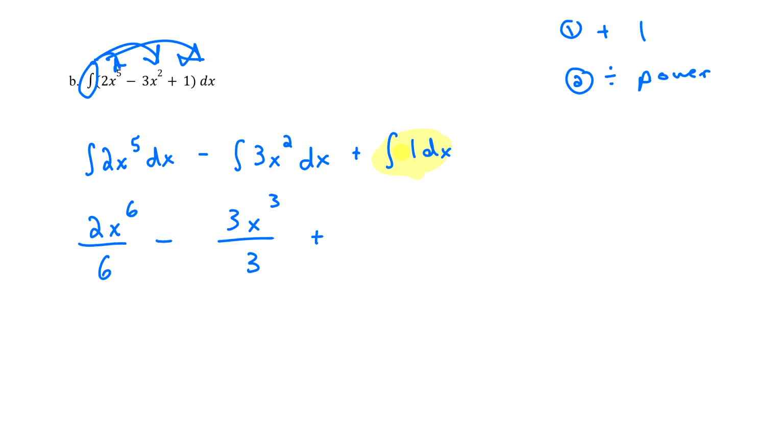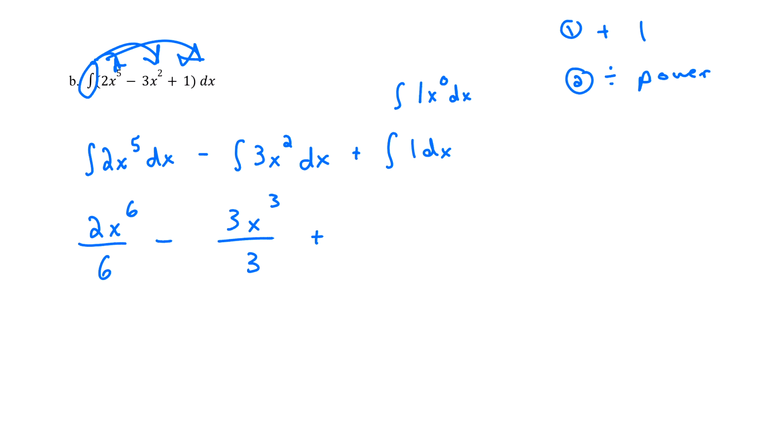How do I integrate a constant? Well, 1, I can actually rewrite this as 1x to the 0 power dx, because I know that anything to the 0 power is 1. This really says the integral of 1 times 1 dx, which is exactly what we have down here.